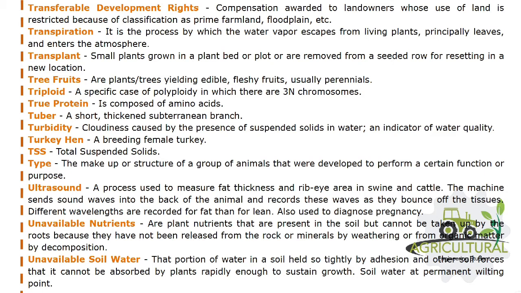Unavailable nutrients are plant nutrients that are present in the soil but cannot be taken up by the roots because they have not been released from the rock or minerals by weathering or from organic matter by decomposition. Unavailable soil water, that portion of water in a soil held so tightly by adhesion and other soil forces that it cannot be absorbed by plants rapidly enough to sustain growth. Soil water at permanent wilting point.